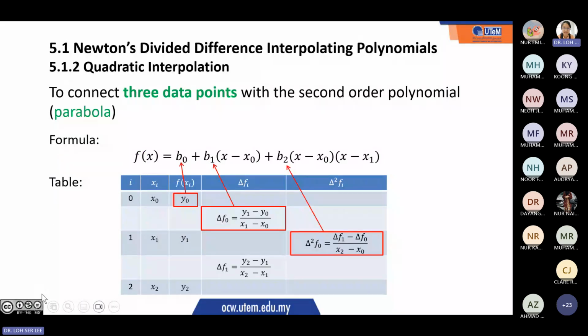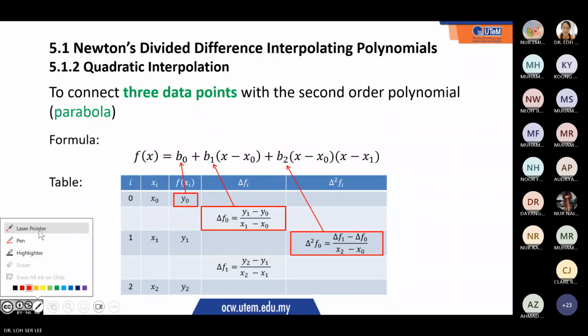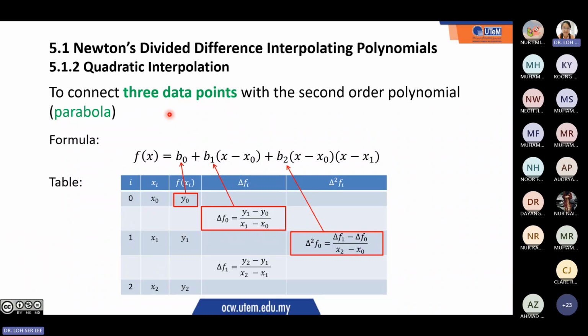Okay, next one, we look at 3 data points. When you have 3 data points, we will estimate for a parabola, or we call it a second order polynomial function. Second order, we need 3 data points. You put them into a table, where you leave a line blank between 2 points.